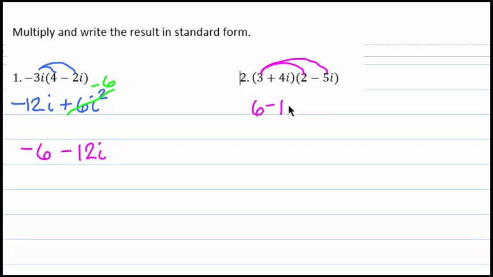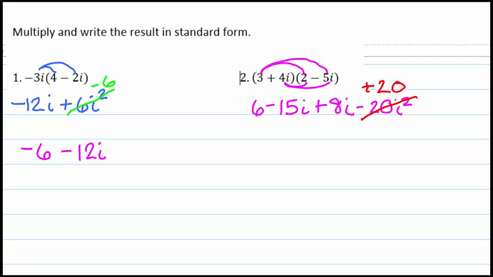So I'm going to go ahead and distribute my first term to both. 6 minus 15i. And then distribute here. So now I have plus 8i minus 20i squared. So once again, I see that I have this minus 20i squared, so that means I have 20 times -1. So this changes to then plus 20.